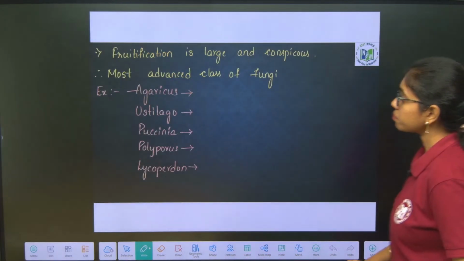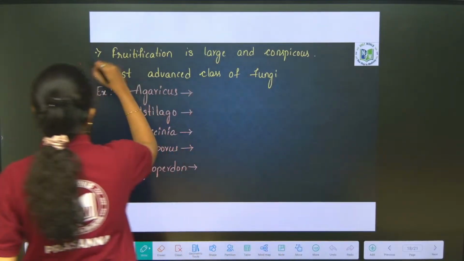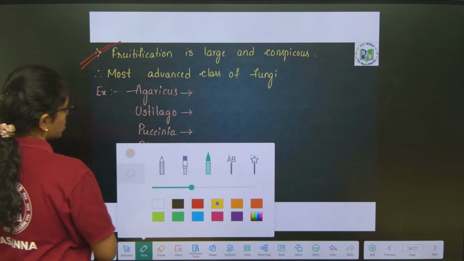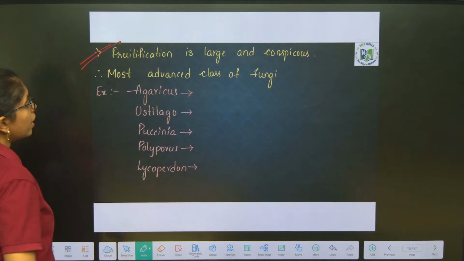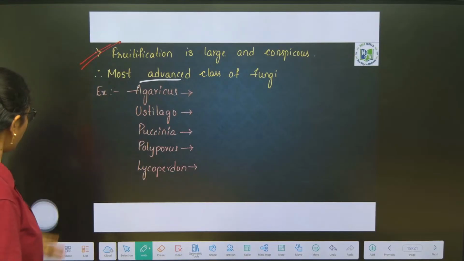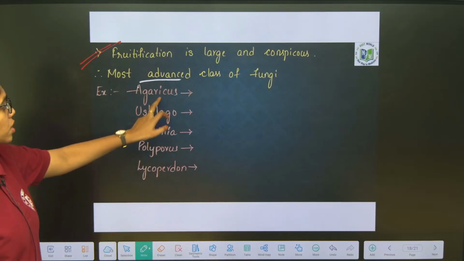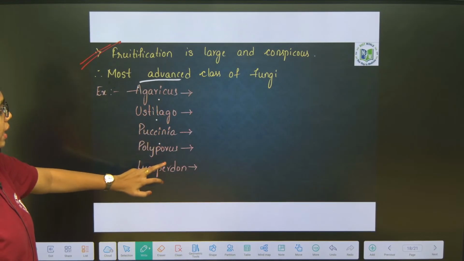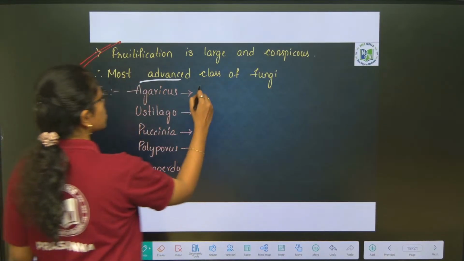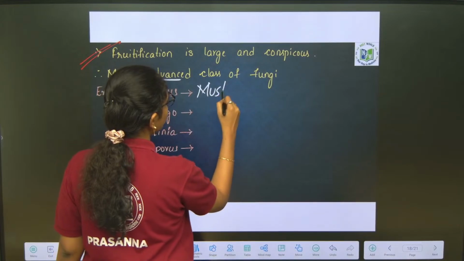Next, fructification is large and conspicuous in Basidiomycetes, as it is the advanced class of fungi. Now, this is the most advanced class of the fungi. Now, examples: Agaricus, Eustylago, Puccinia, Polyporus and Lycoperdon. Agaricus best type is mushroom.